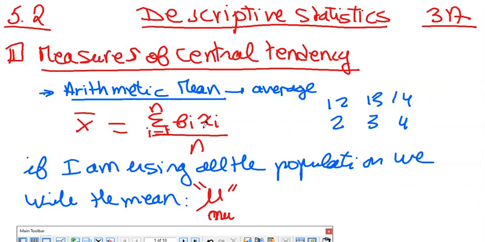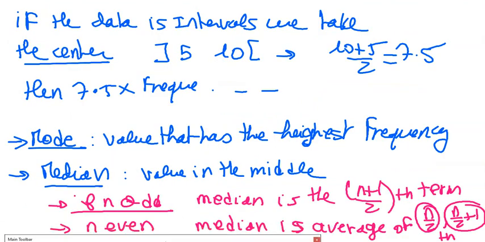And sometimes we don't see the fi, the frequency, because they write the sum of xi over n. It means I write 12 plus 12 plus 13 plus 13 plus 13 plus 14, and so on, each added by its frequency. I prefer to multiply it like this. If I'm using all the population, we will write the mean as mu. We write this notation.